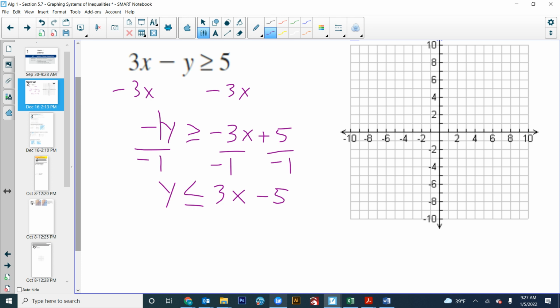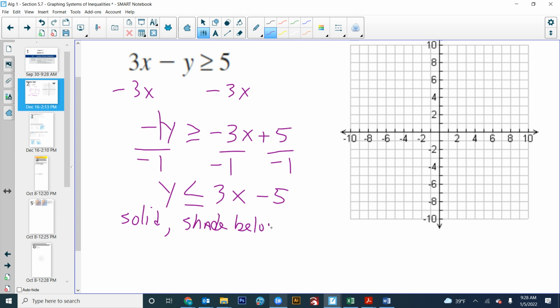Okay? Now, what kind of line is it going to be? Solid or dashed? Solid. What's the only thing that determines if it's a solid or dashed line? The or equal to. Okay, so solid line. Now, am I going to shade above or below, Mary? You're exactly right. What is the only thing that tells me which way I'm shading? Less than, so it's going to be shade below.